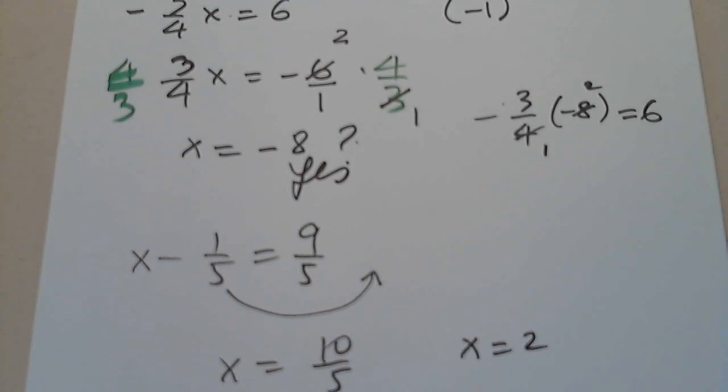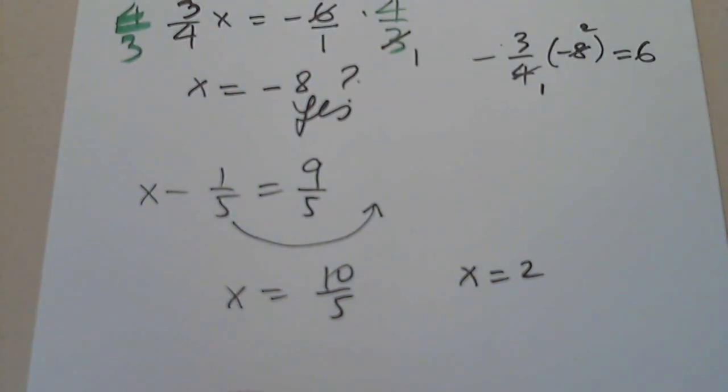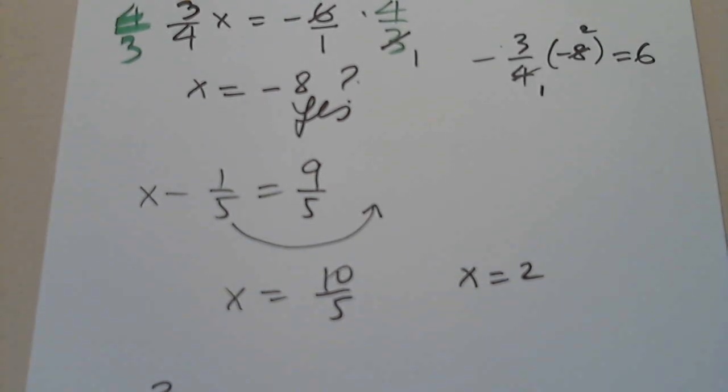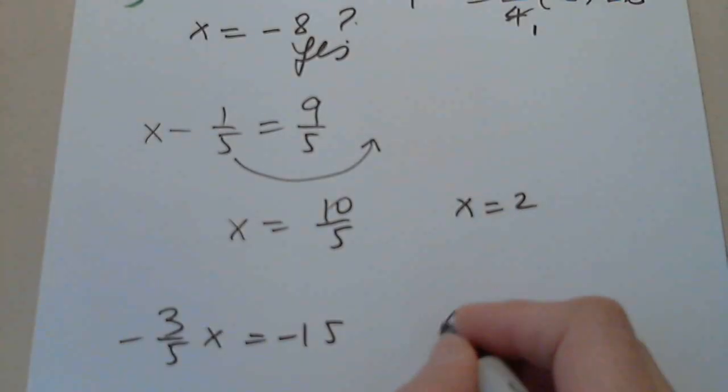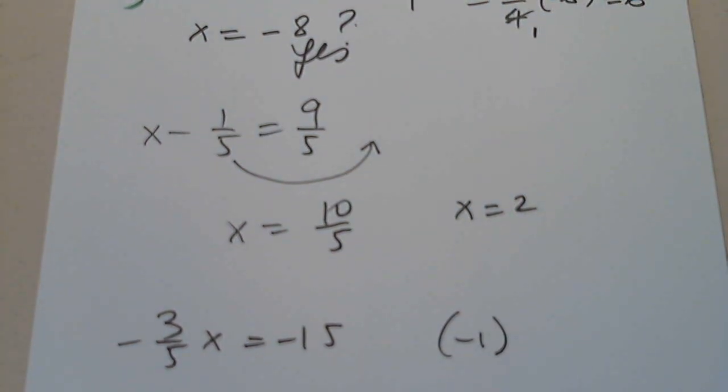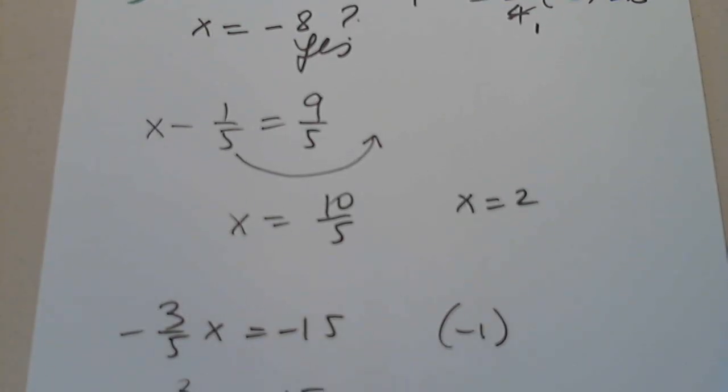First, this is another situation in which I will not ever, ever not take care of the sign first. Ever, ever, ever. First, take care of the sign. And we get 3/5 x equals 15.